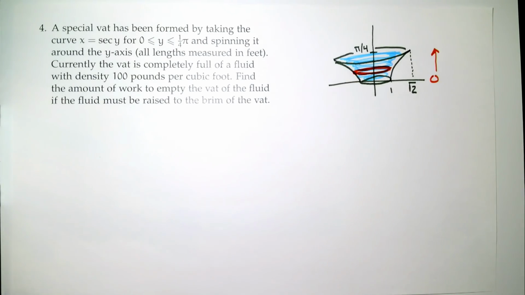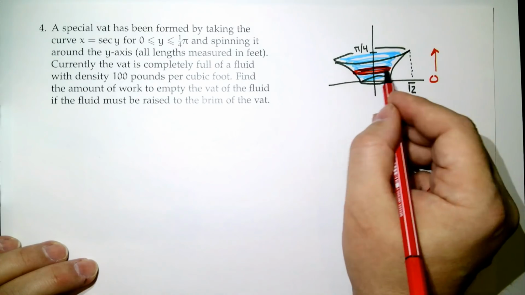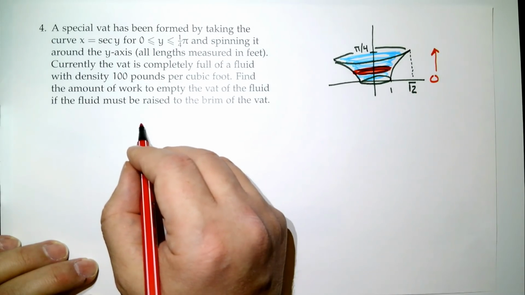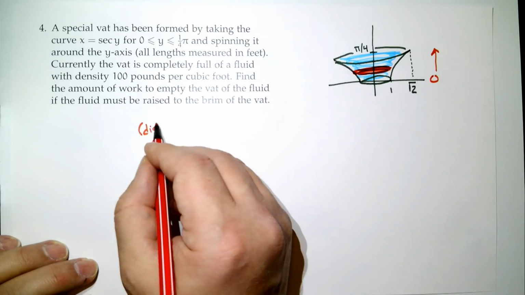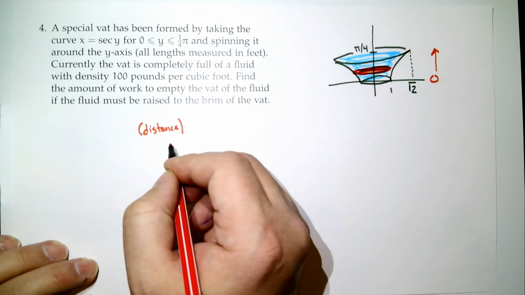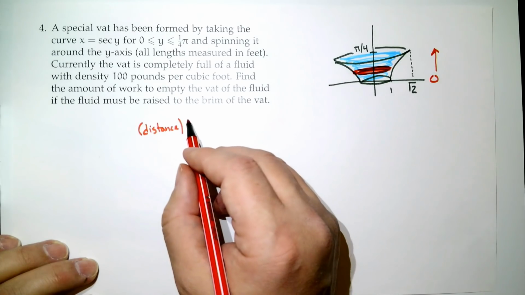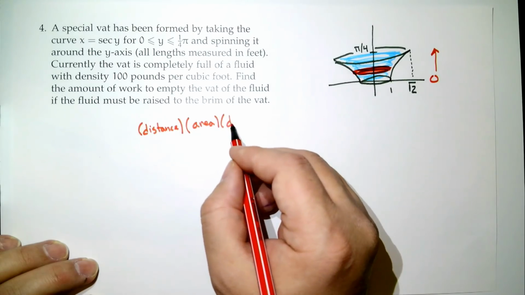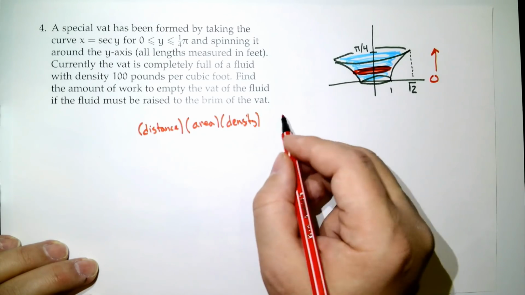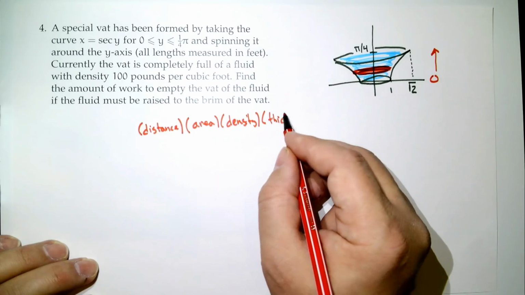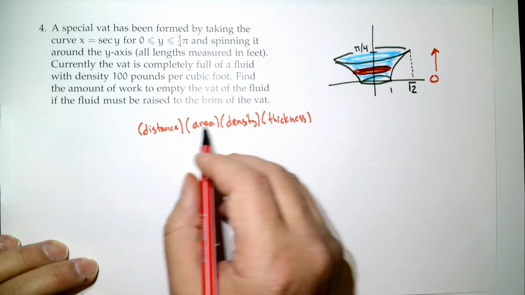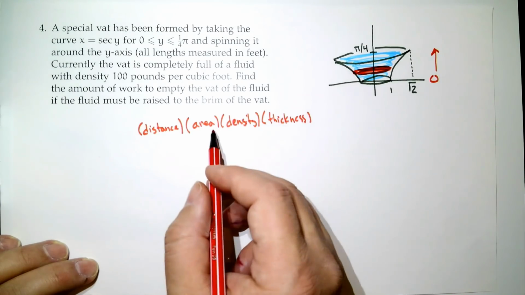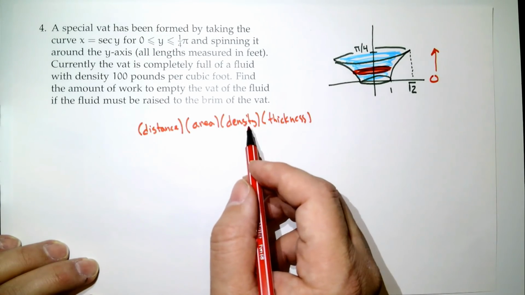So, how do we figure out the amount of work to raise this level up? Well, for that one level, I'm going to look at the distance I have to move it, because work is force times distance. I'm also going to look at the area of the cross-section, the density, and the thickness. I probably should have put density before area, but the point is that area times thickness is volume. Volume times density is mass, or really weight.